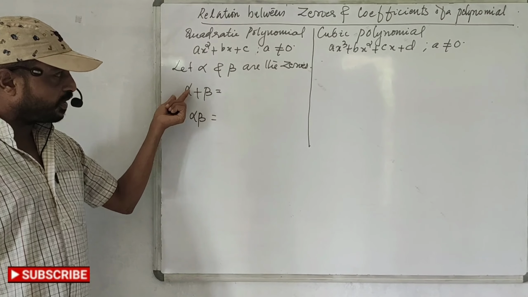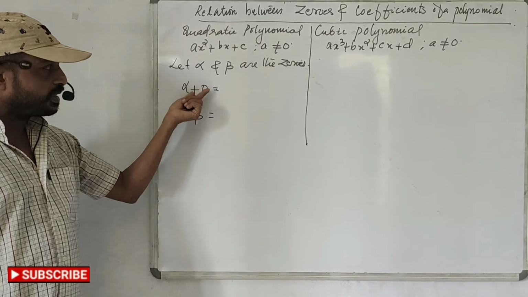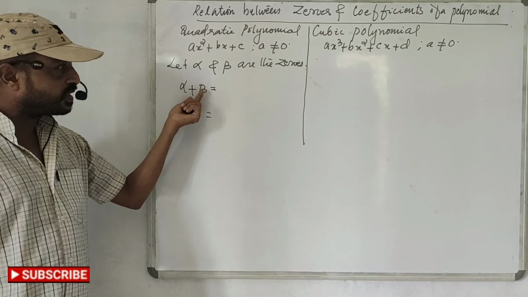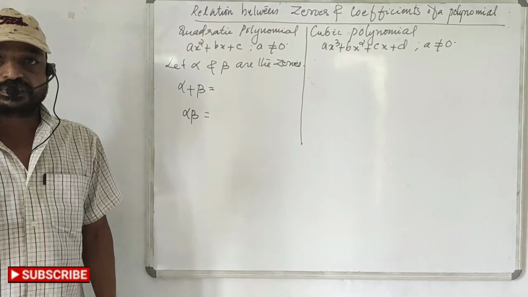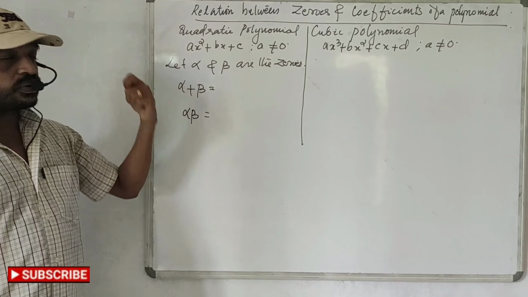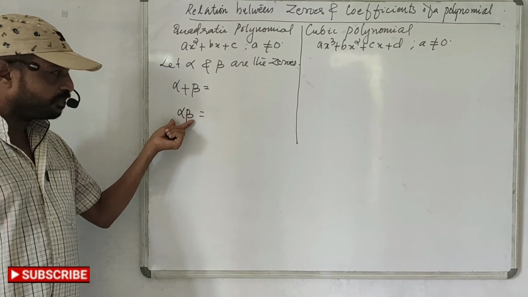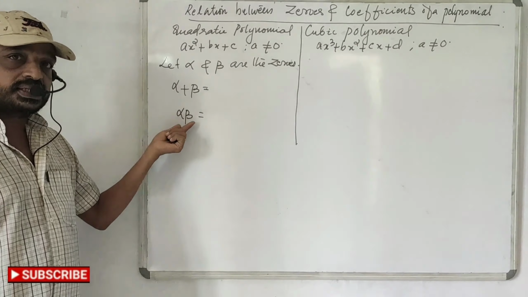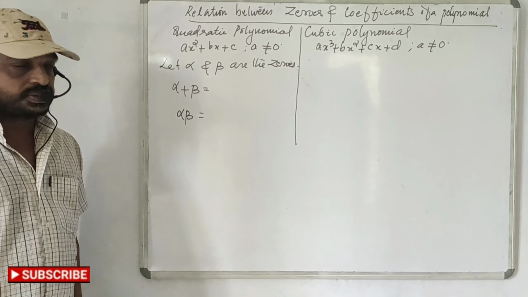What is meant by alpha plus beta? Alpha and beta are the zeros, so alpha plus beta is the sum of the zeros. That means we are simply adding the zeros of this quadratic polynomial. What is alpha into beta? Alpha and beta are the zeros, therefore alpha into beta is the product of the zeros.